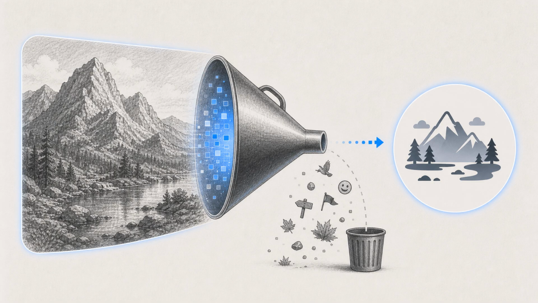Every representation leaves something out. A good embedding keeps information that helps the task. It may ignore details that humans care about, such as a tiny logo, a subtle expression, or the exact layout of objects. Compression is powerful, but it is never neutral.